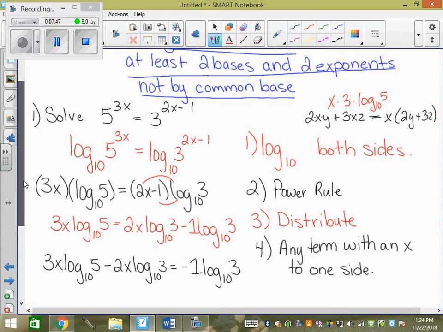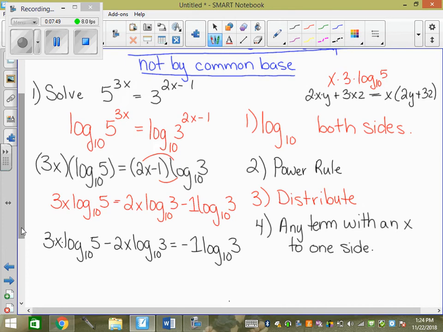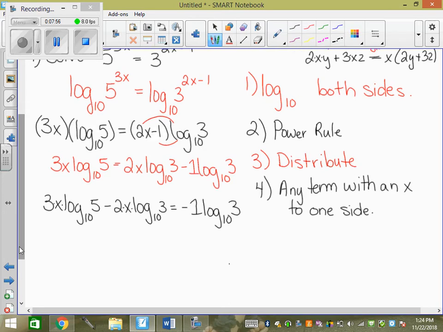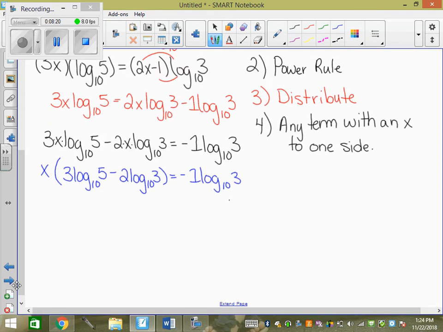Same thing here. I have 3 times x times log 10, 5, 2 times x times log 10. What can I take out of both of them? An x. What's left behind? Everything else. So I'm going to get x bracket 3 log base 10 of 5 minus 2 log base 10 of 3 equals negative 1 log base 10 of 3. Do we agree to that statement?